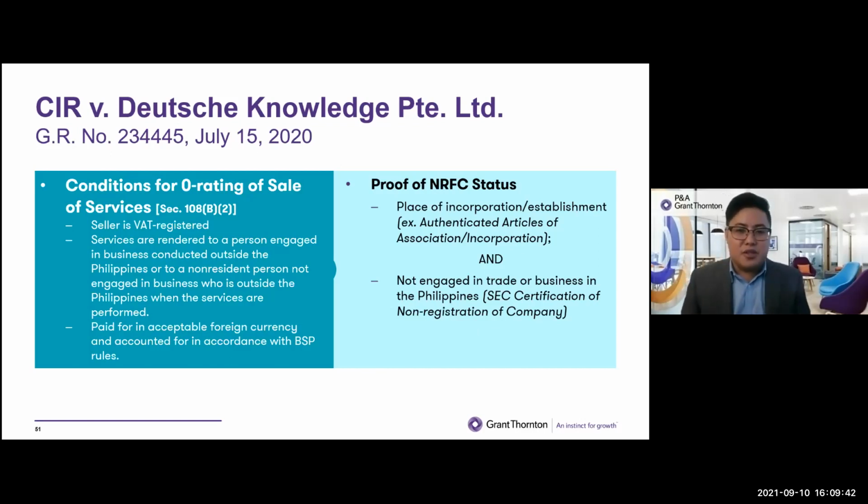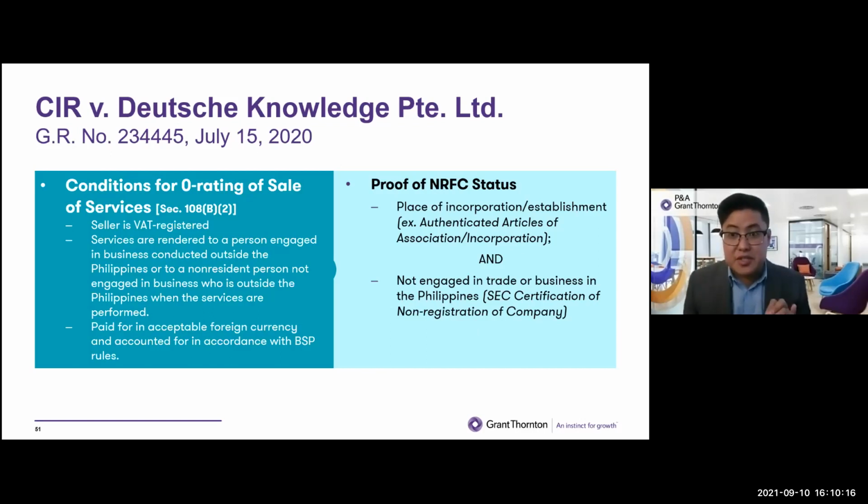granted. So they went up until the Supreme Court, and the Supreme Court made it clear that under the tax code, the conditions for zero rating of sale of services are only three. There are only 3 conditions laid out under the law. And again, this is not changed under either TRAIN or CREATE law. So it's still the same when it comes to sale of service to non-residents. So the Supreme Court said 3 requisites only.